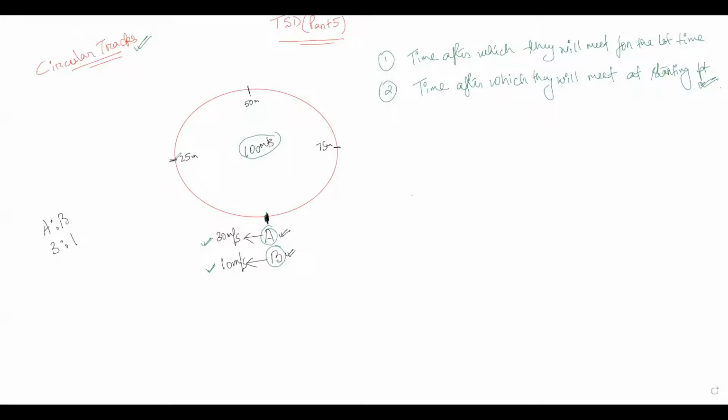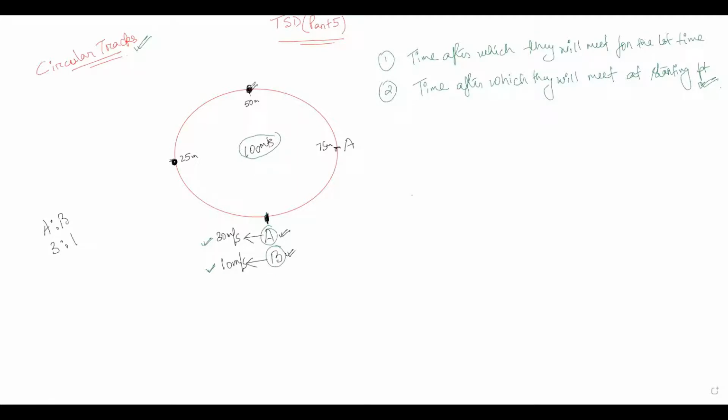So that means if A and B start from the starting point at the same time, then if B covers 1 part of the distance, that is if B is at this point, then A would be covering 3 parts, that is 1, 2 and 3. So that means A would be at this point. In a similar way, when B would be covering another 1 part, that means when B would be here, then A would be covering 3 parts, that is 1, 2 and 3.